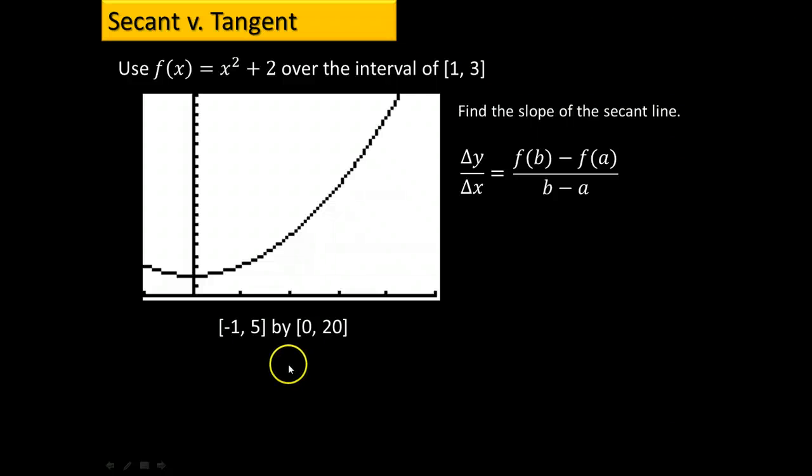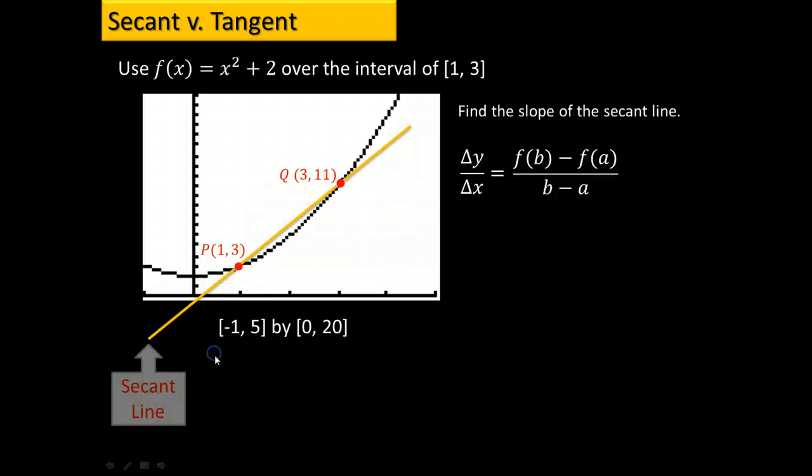Okay, so before we get started and jump into the new stuff, we're going to go back and talk about secant versus tangent. So we're going to use this function, x squared plus 2. We're going to look at the interval from 1 to 3, and we're going to find the slope of the secant line there. So let's get our points in. There's point P at (1, 3), and point Q up here at (3, 11). And here's our yellow secant line drawn in. And we're going to try to find the slope of this secant line.